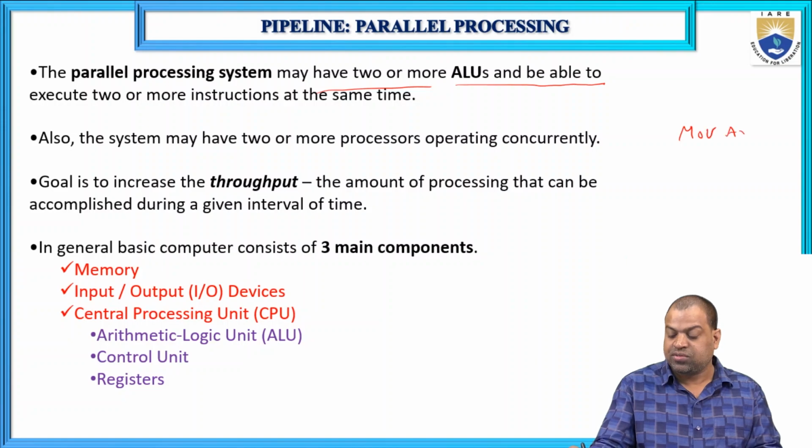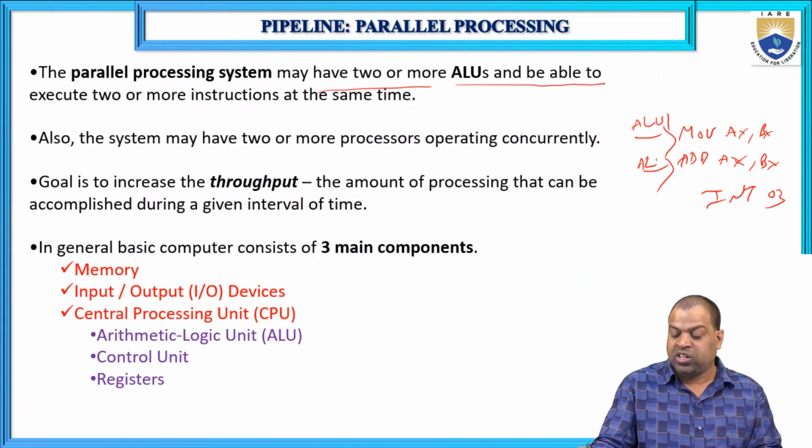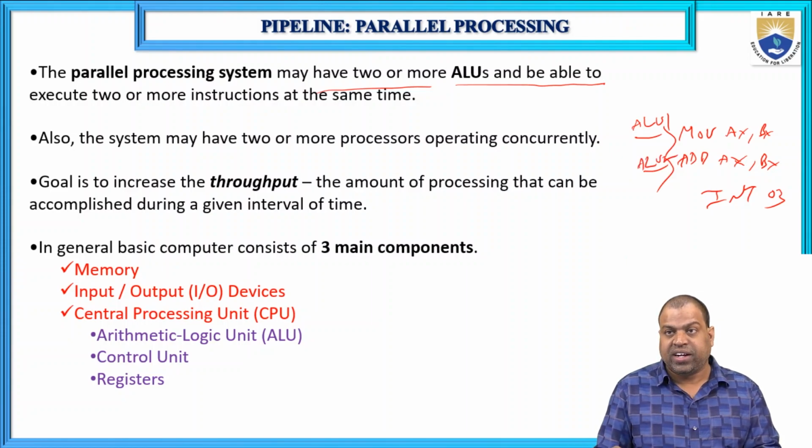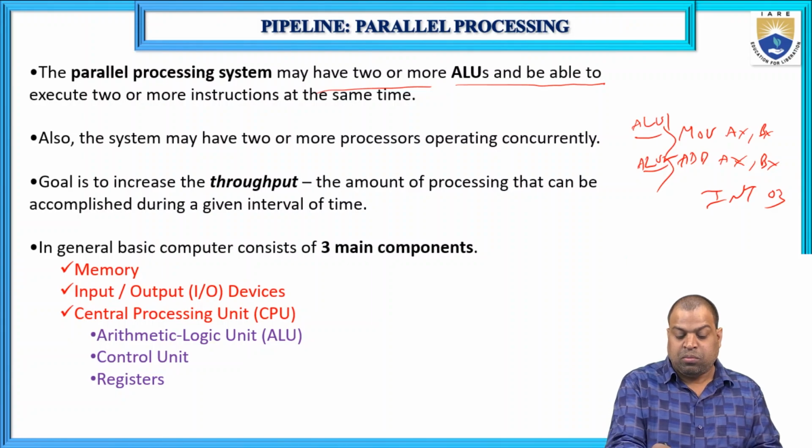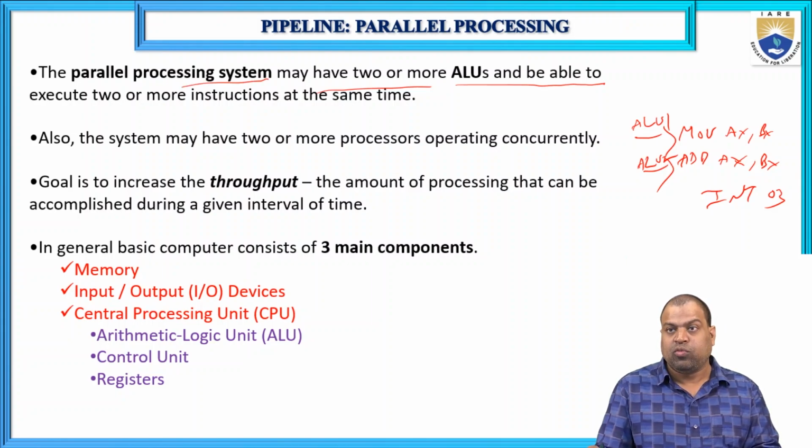Move AX comma BX, add AX comma BX. So these instructions are executing now. This is one instruction and this is another instruction. For this instruction I need one ALU, and for the other instruction I need another ALU. Why? Because two instructions are executing at a time, which means I need multiple ALUs. Otherwise, one by one is completed and only after that another starts. That means serial processing. When I'm going for serial processing, only one ALU is needed. But when I'm going for parallel, multiple operations are performed at a time, so we need multiple ALUs to generate the output.